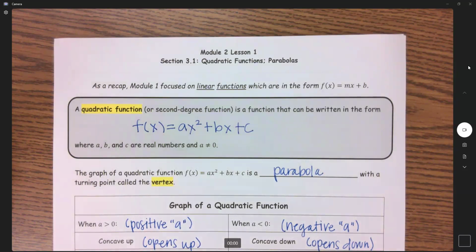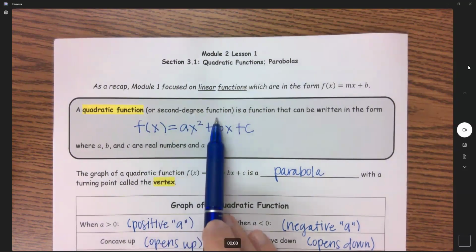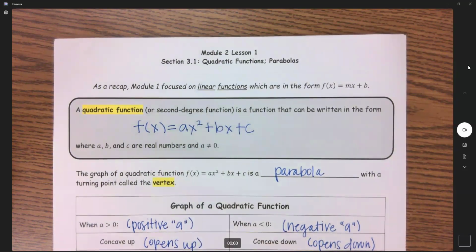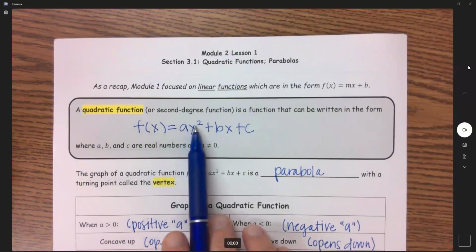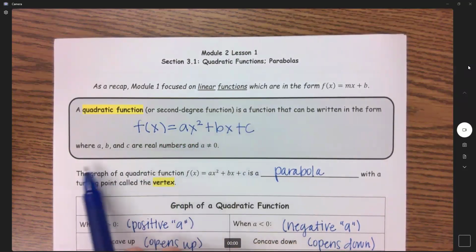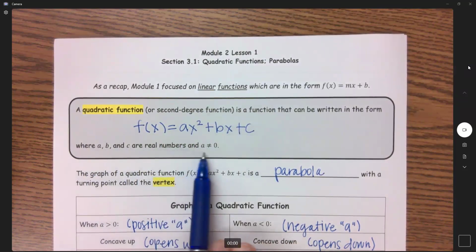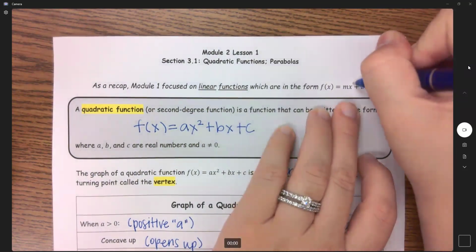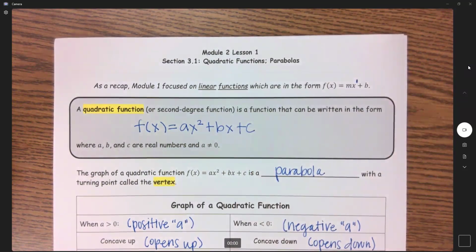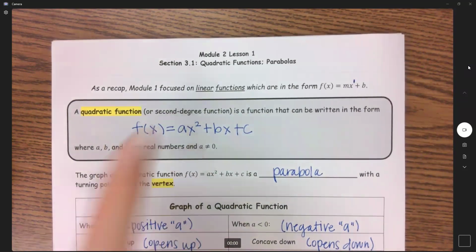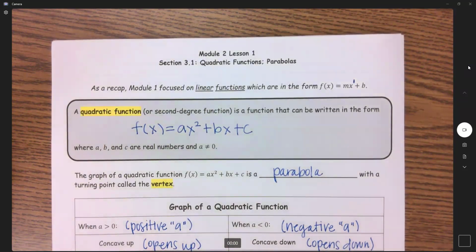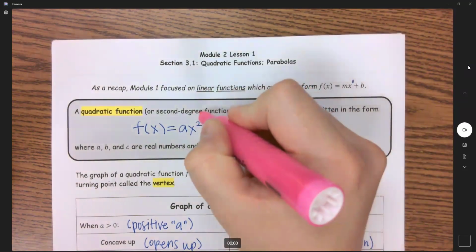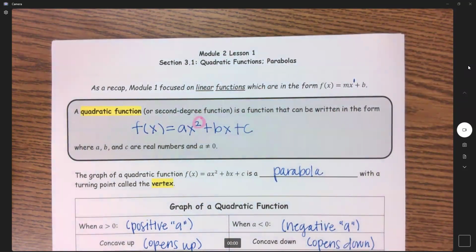And a quadratic function, also known as a second degree function, is a function that can be written in this form: f of x equals ax squared plus bx plus c, where a, b, and c are real numbers, but a cannot equal 0. What makes a linear function linear is that this is essentially x to the first power. What makes this a quadratic is that now I'm going to have an x squared in there, and that's going to be the highest degree.